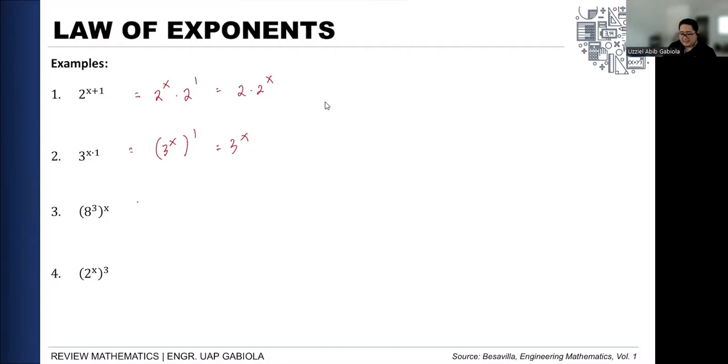Next, 8 to the 3x. To simplify it, since the base is a whole number, you can use the calculator to get the equivalent of 8 cubed. Or if we distribute, this will be 8 to the 3x. Or we can still change this. There is another form.